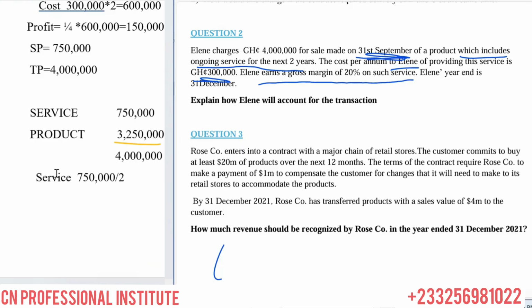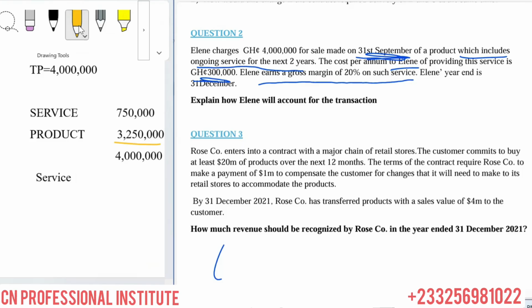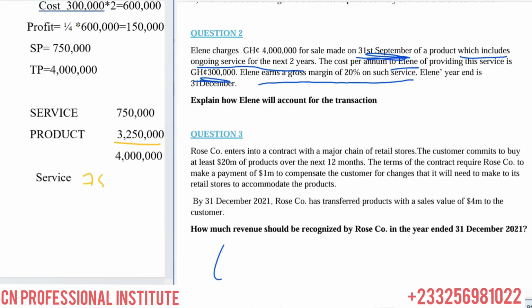And then we take 3 over what? 12 of it. Are you following? So with the service, we said we'll pick the 750,000. We divide by what? 2, because it is for 2 years. And look at where we are. We said we are in September.